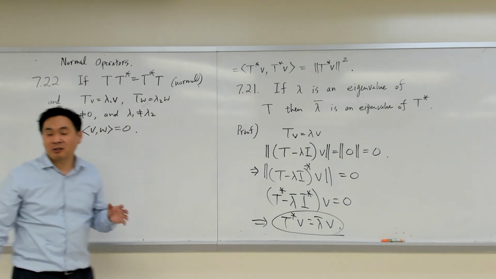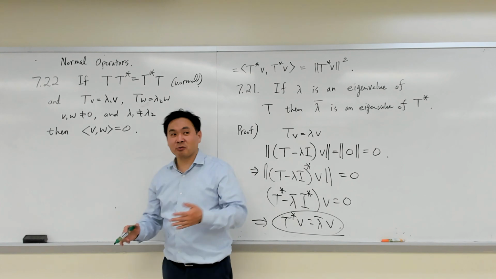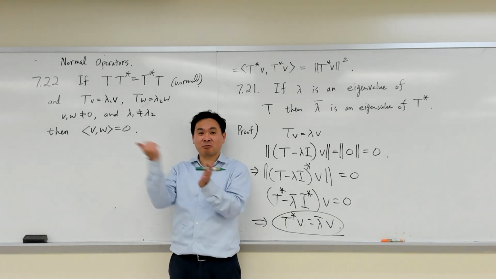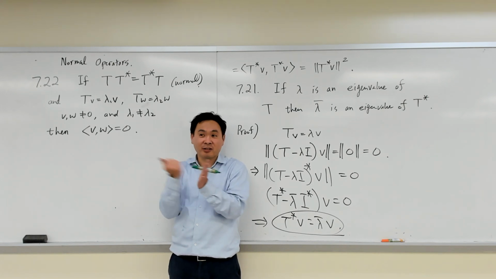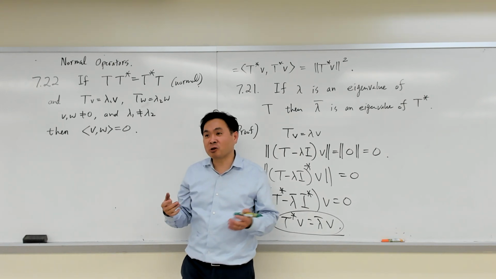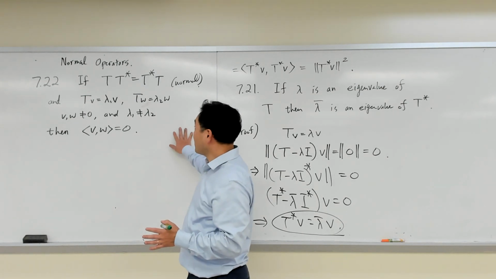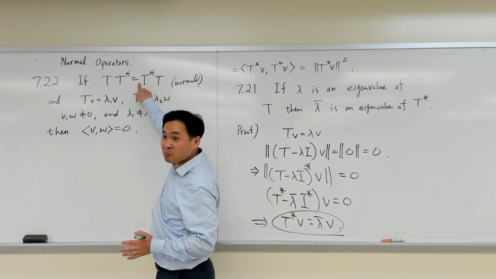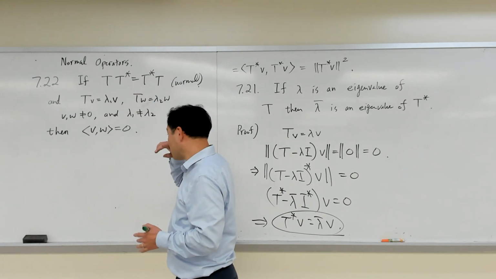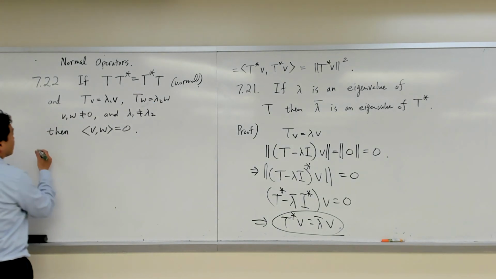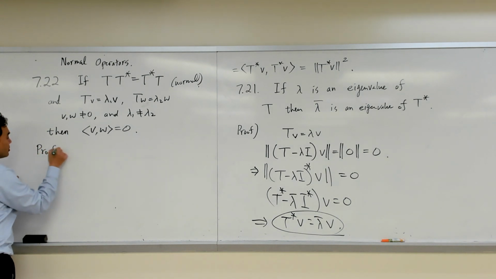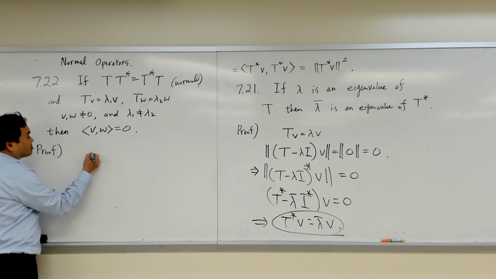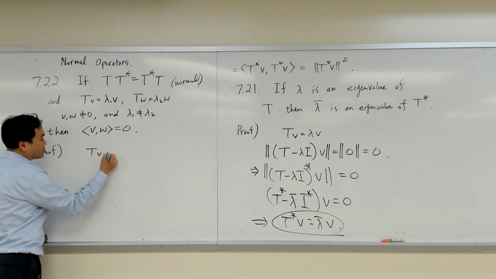Okay, and orthogonal, you know, in space, when you have a plane and a line that's perpendicular, you say it's normal, right? So normal is another word for saying perpendicular, and this is exactly why we call such a property normal. Let's try to prove this. So proof. Well, we have to use this some way, so let's take ⟨Tv, w⟩ and see what happens.